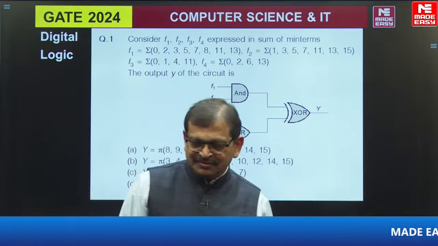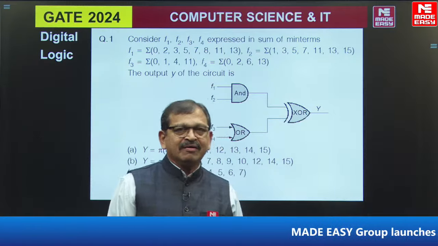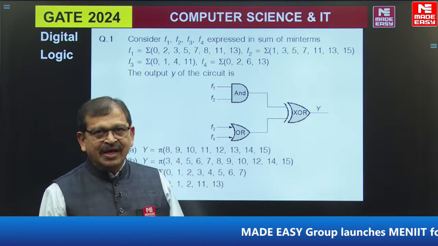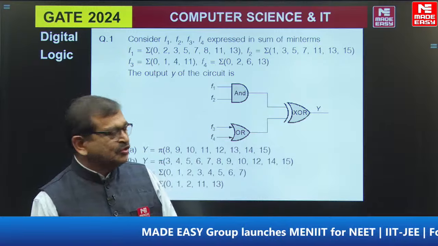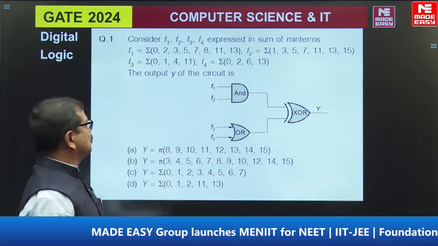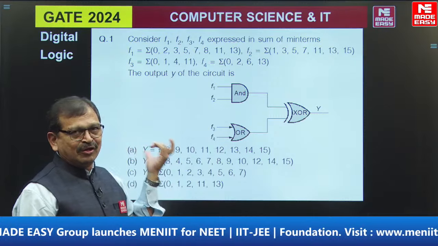I will be discussing the questions of digital logic that we received from students. They are memory based questions. We received 3 questions from the students. So let me start with the first question. This question is basically related to Boolean algebra and logic gates.